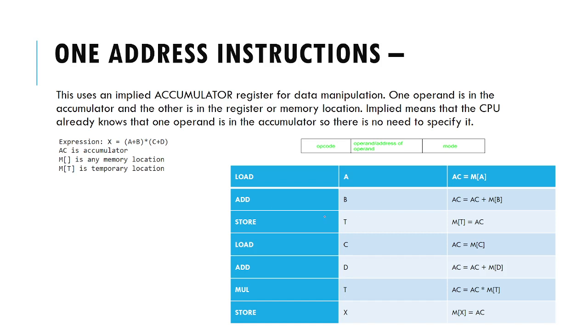Now here is one address instruction. In one address instruction we are using the accumulator. This is the implied accumulator register for data manipulation. One operand is in the accumulator.